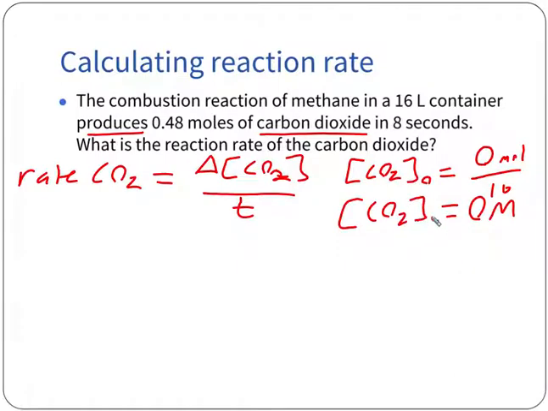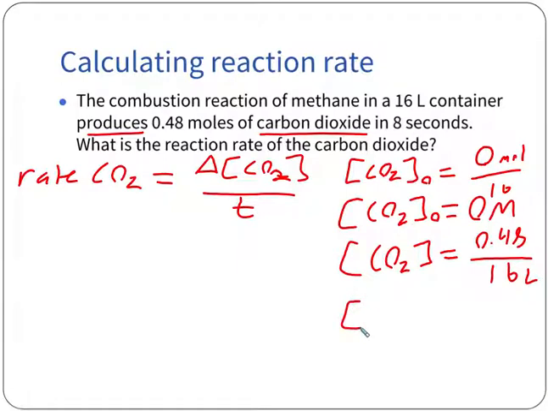All right, so then we have to look at the final concentration of the CO2. The final concentration of CO2 is going to be the number of moles, which ends up being 0.48 at the end, divided by the volume, which is 16 liters. Whenever we calculate that, the final concentration of the CO2 ends up being, let's see, divide that out, 0.03 molar. To find the change in the concentration of the CO2, it's the final minus the original. The final was 0.03, the original was 0, so it's just going to be 0.03.